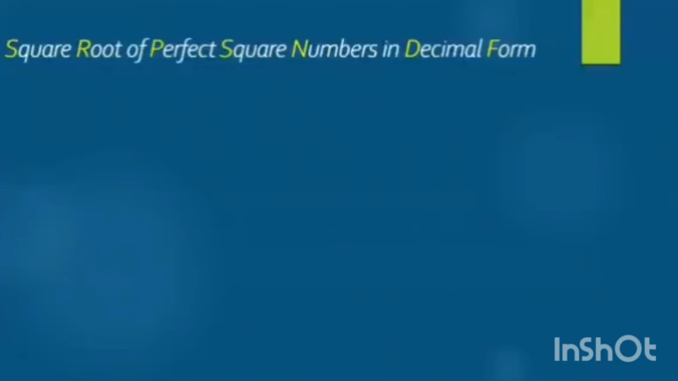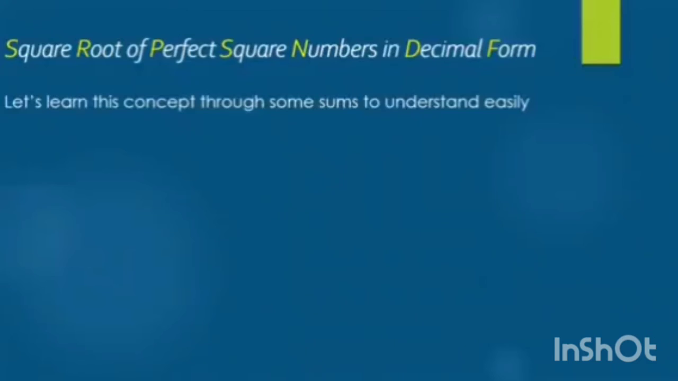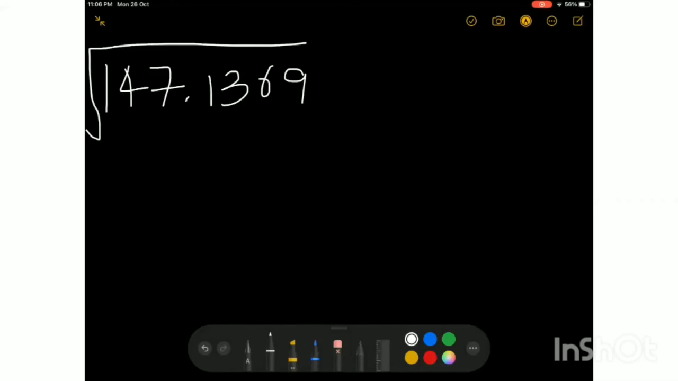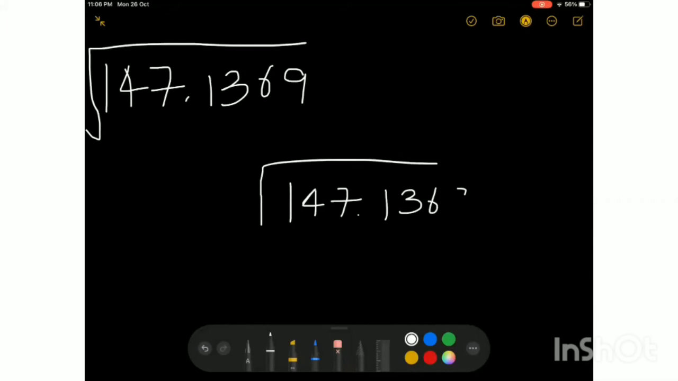Now let's see the square root of perfect square numbers in decimal form. Let's learn this concept through some sums to understand it easily. Now let's see how to find the square root of a decimal number which is a perfect square. So we have 147.1369. We first pair it as 1 as a pair, 47 as a pair, 13 as a pair, and 69 as a pair.